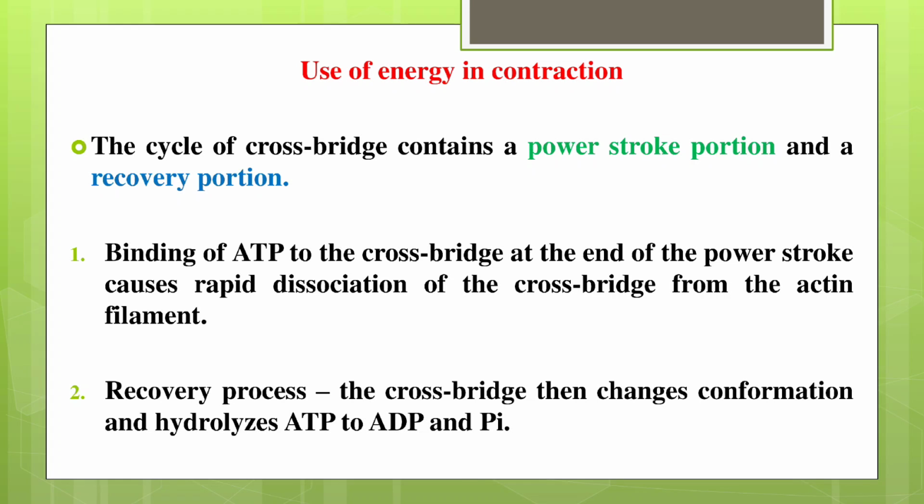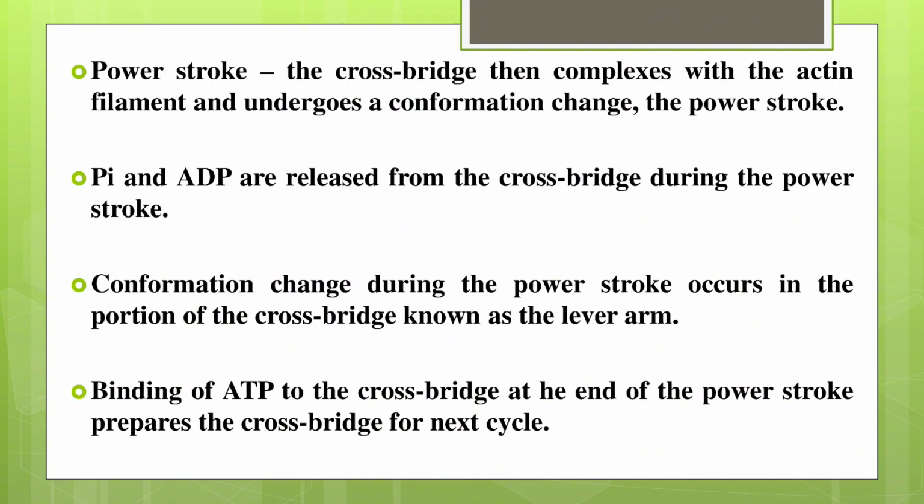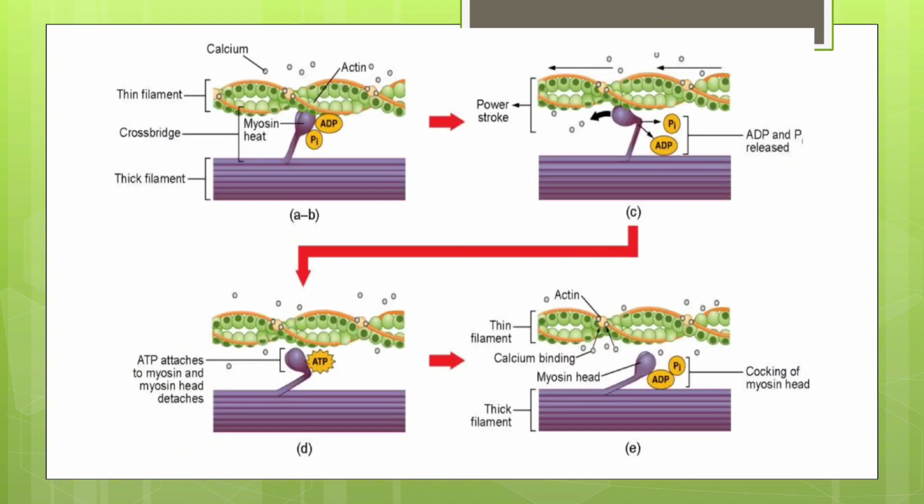Point 2, recovery process: the cross bridge then changes conformation and hydrolyzes ATP to ADP and inorganic phosphate. Power stroke: the cross bridge then complexes with the actin filament and undergoes a conformation change, the power stroke. Inorganic phosphate and ADP are released from the cross bridge during the power stroke. The conformation change during the power stroke occurs in the portion of the cross bridge known as the lever arm. Binding of ATP to the cross bridge at the end of the power stroke prepares the cross bridge for the next cycle. Cross bridge cycle in muscle contraction.